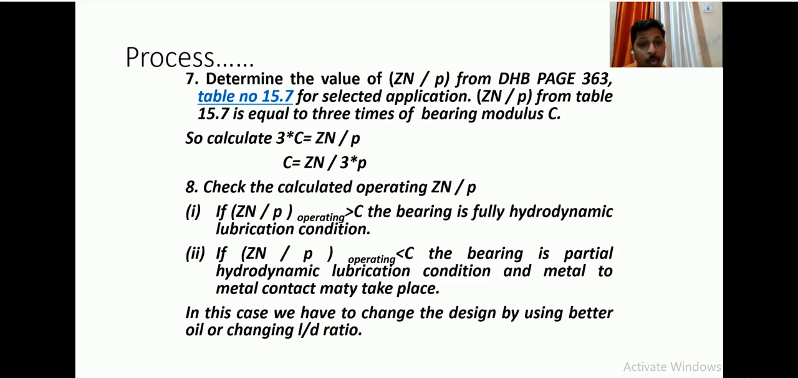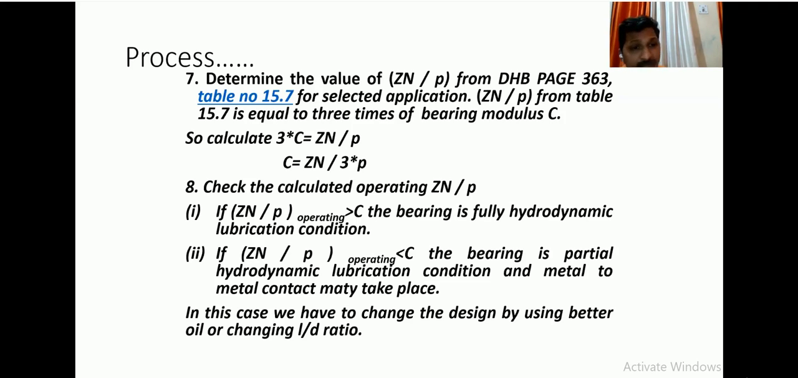So in that case, we have to change our design, either by changing the oil, we will go for a better viscosity oil so that the bearing characteristic number improves, or by changing the L by D ratio, or increasing the L by D ratio. If we increase the L by D ratio, what will happen? The pressure will be reduced, and when this pressure is reduced, what will happen? The bearing characteristic number will increase. So by doing some hit and trial method, we will reach the position where the operating bearing characteristic number is greater than bearing modulus.